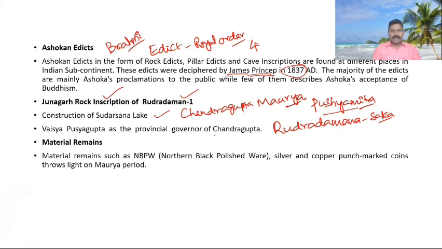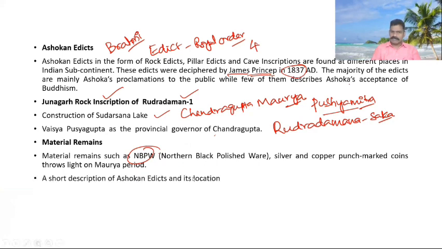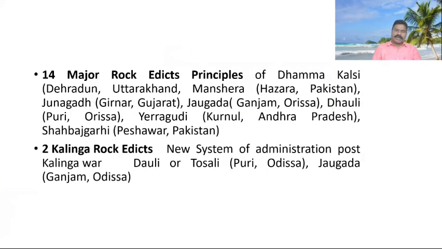NBPW pottery and the silver punch-marked coins, we can consider these as material evidences. A short description of Ashoka's edicts and its locations. Ashoka's edicts and inscriptions, coming to that point, we will come to that conclusion.